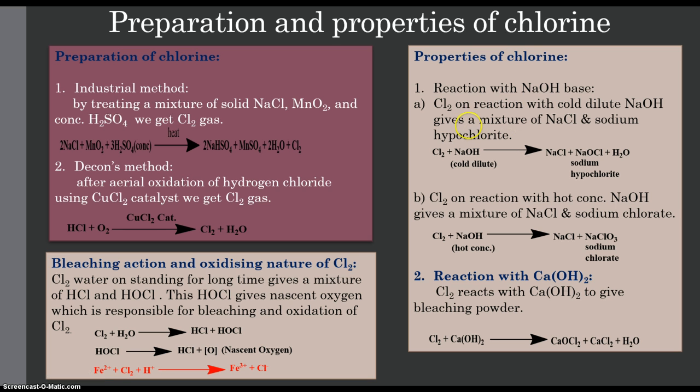What happens when chlorine reacts with cold dilute NaOH? Chlorine reacts with cold dilute NaOH, and it gives you a mixture of sodium chloride NaCl and sodium hypochlorite NaOCl with the liberation of water.